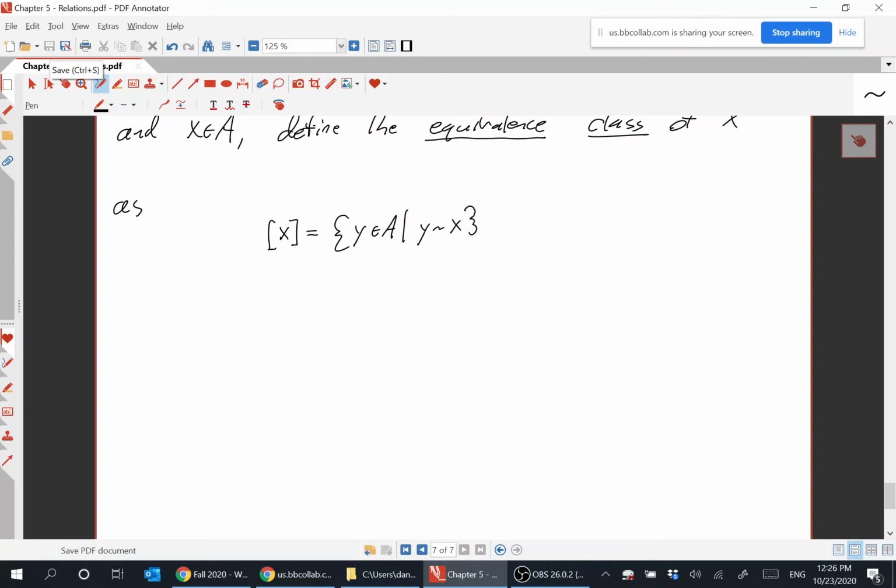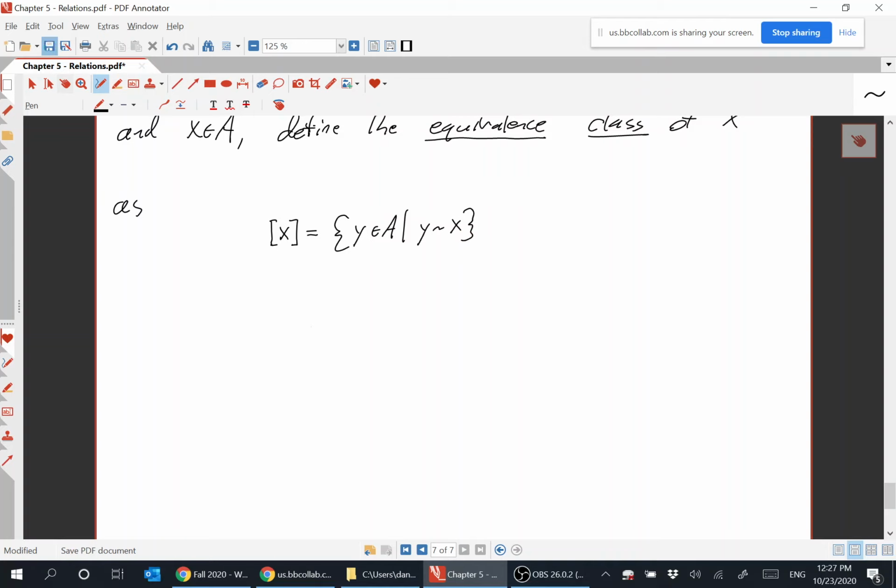So in other words, an element's equivalence class is just the amount of other elements it is related to in the set? No, not the amount of, the set of. The set of everything it's related to. Not the order, not this, the bracket. Okay. It's the actual elements then. Yeah, okay.